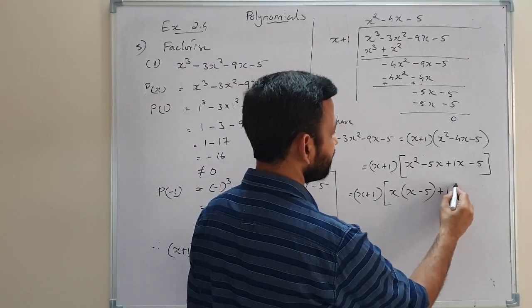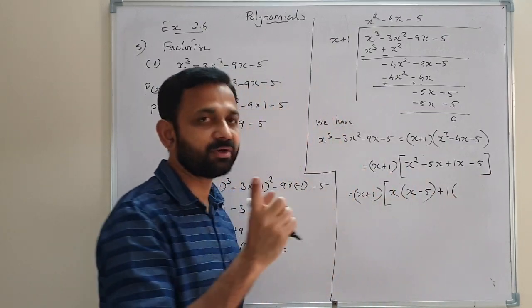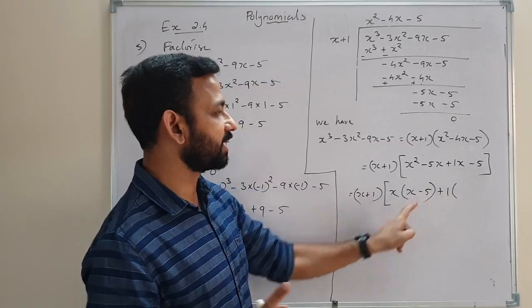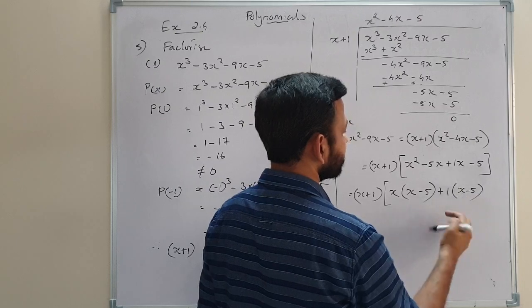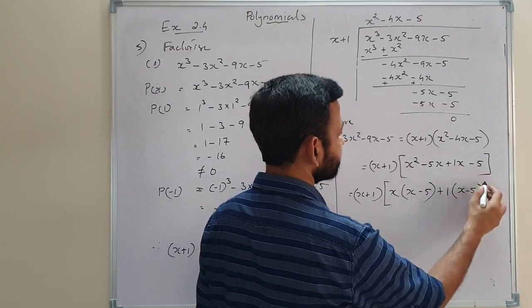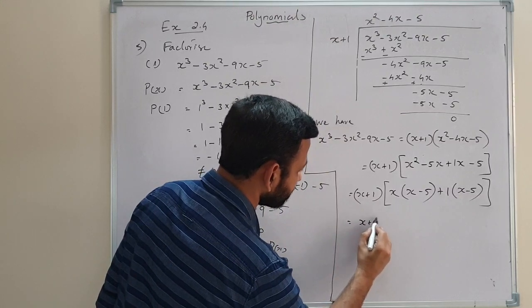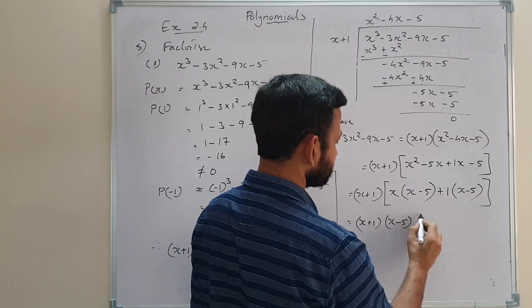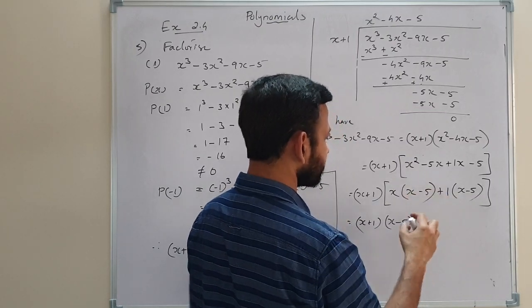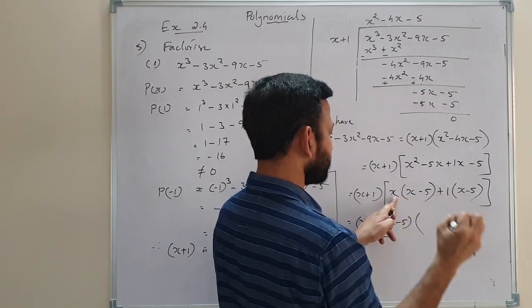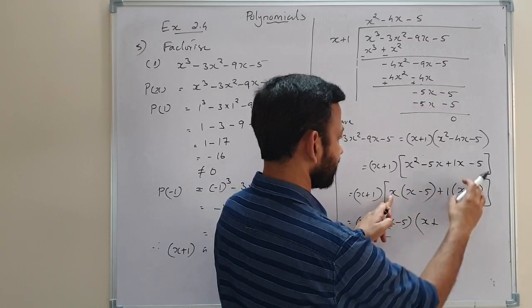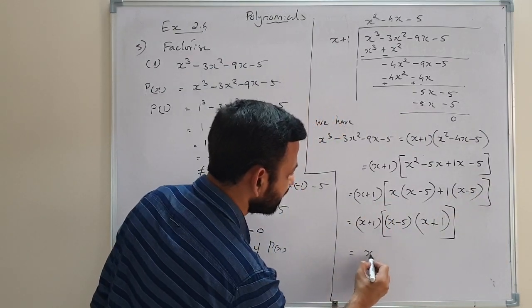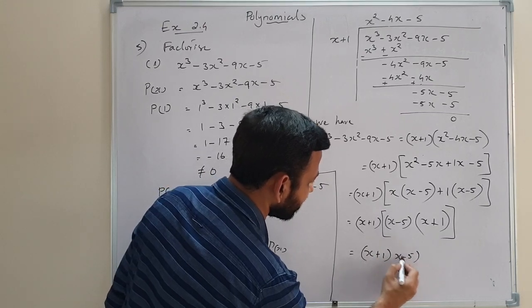Then plus 1 we can take outside, because inside the bracket we want to get the same expression. We will not take minus 1 here. We will take a plus 1. Then we will get x minus 5 inside the bracket. So 1 into x, x, 1 into minus 5, minus 5. That is equal to x plus 1 into. Now we have x minus 5 common. When we take x minus 5 outside, x remains plus 1. Now remove that square bracket: x plus 1 into x minus 5 into x plus 1.